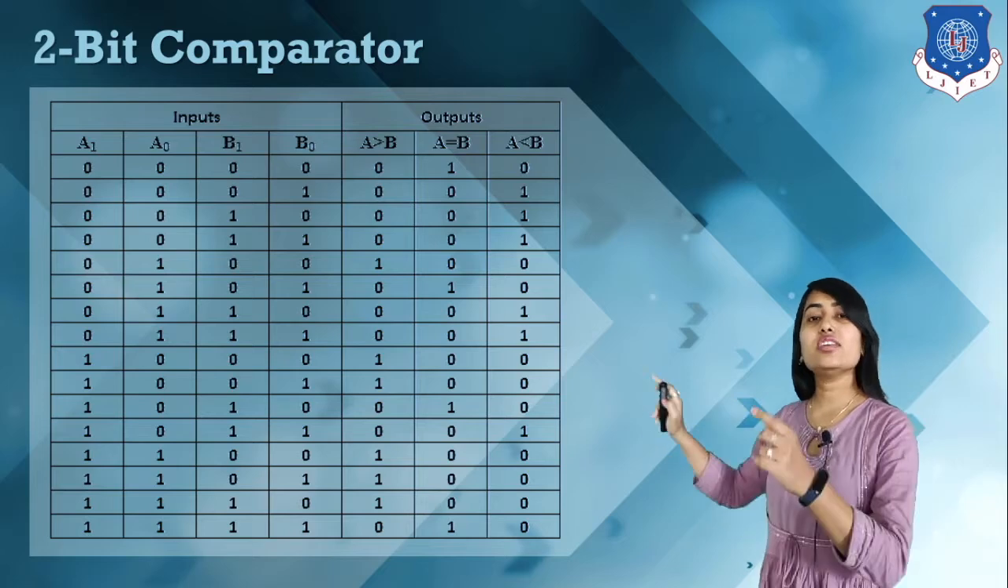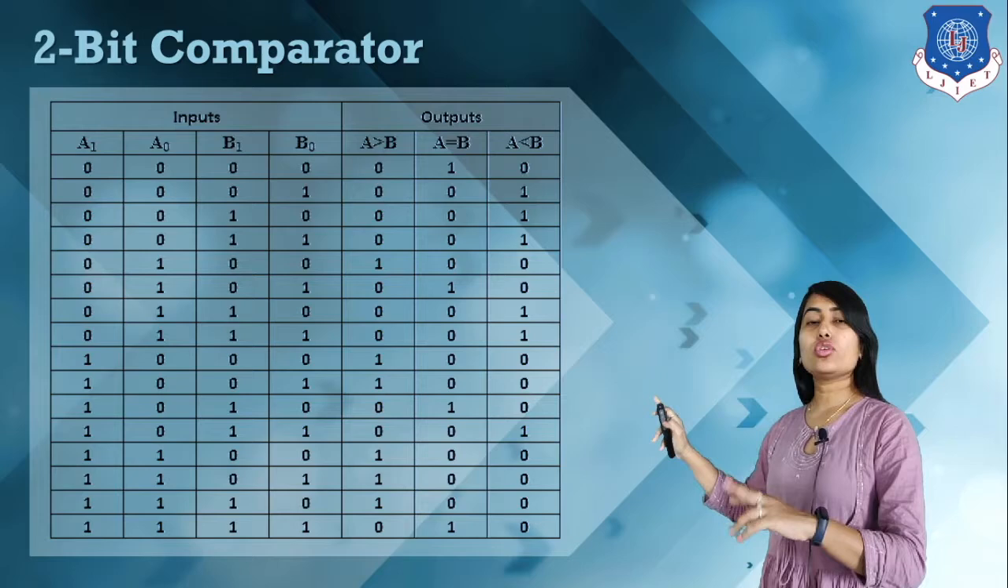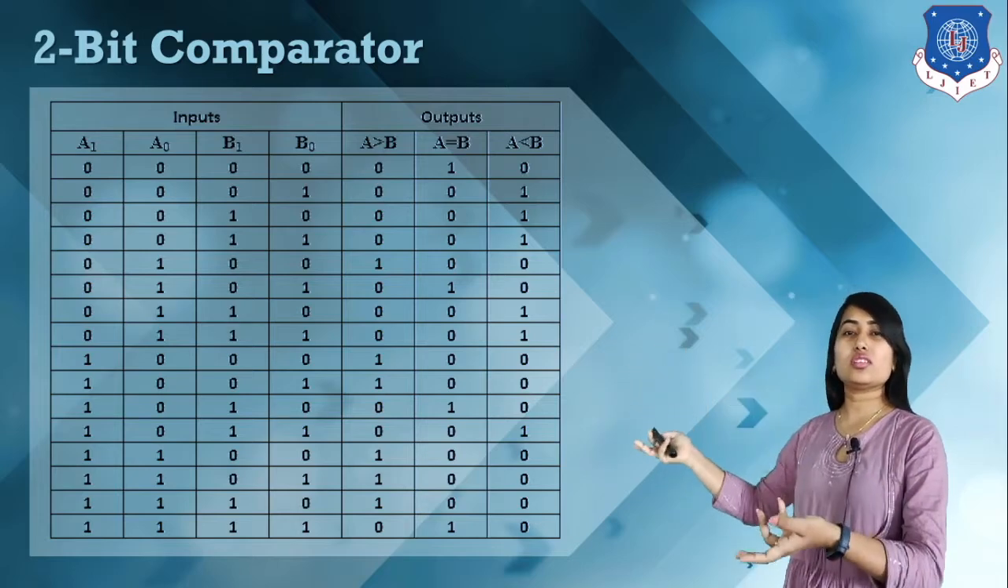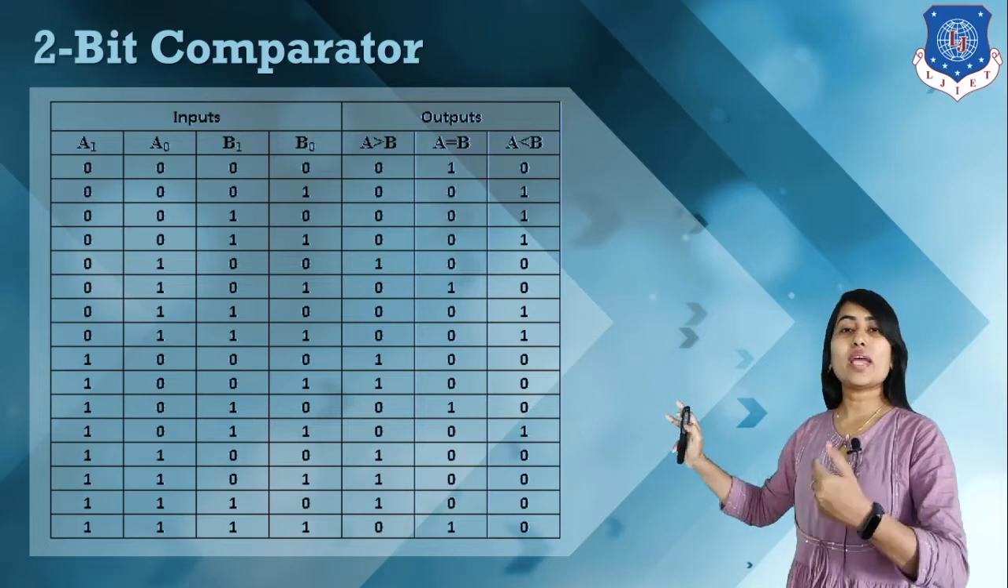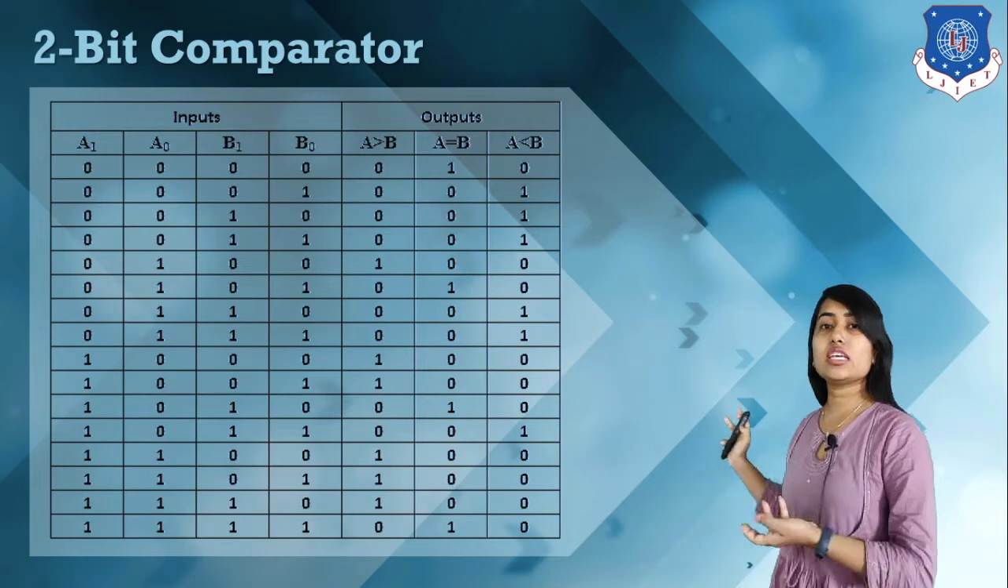Then for the next one: 0, 0, 1, 0. So this compares A1 and B1. If we compare A1 and B1, A1 is equal to 0 and B1 is equal to 1. So we can say that here A is less than B. By comparison of the first bit, we can identify that A is less than B, so we can directly put A less than B.